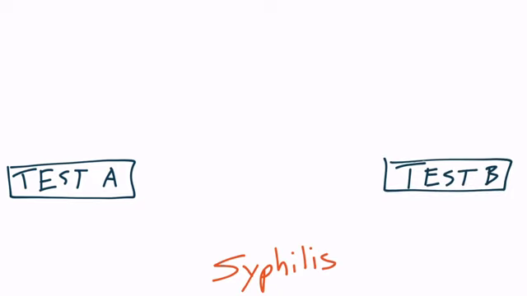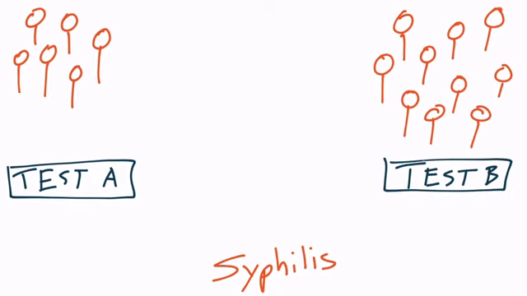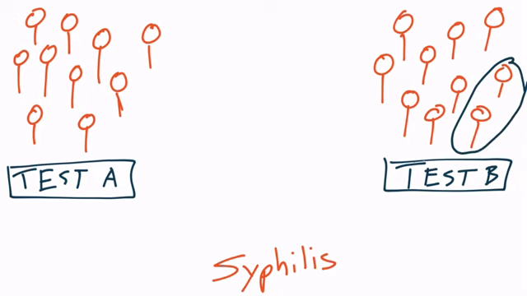So let's get started. Let's say we are trying to find a good screening test for syphilis. We have test A and test B, and we have a total of 10 syphilis patients. Test B catches 2 of these patients. In other words, 2 of every 10 syphilis patients appear positive with test B. The remaining 8 test negative.